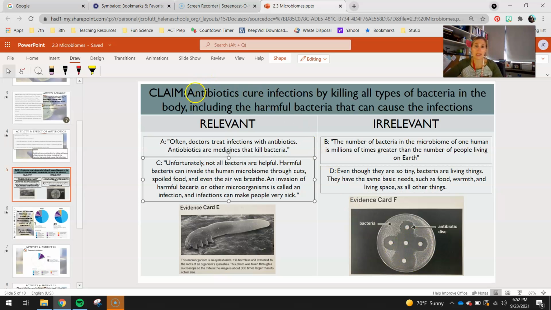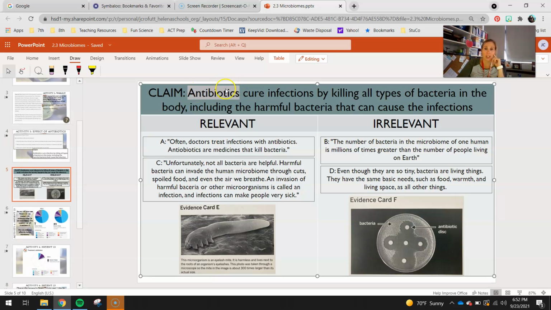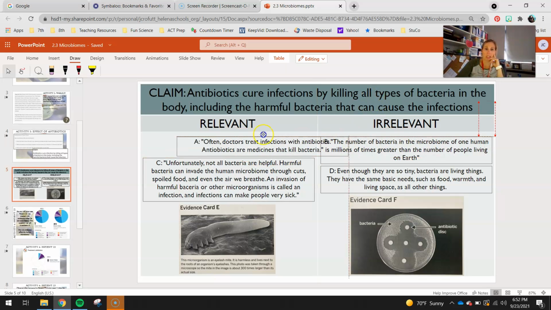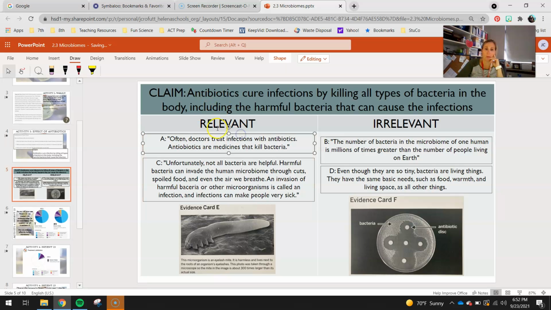Again, your claim is that antibiotics, so your focus is on antibiotics, cure infections by killing all types, not just good or bad, of bacteria in the body, including the harmful bacteria that cause the infections. So you guys are going to click and drag and sort these pieces of evidence, either relevant, which means you think it's important to support this claim about antibiotics, or irrelevant, which doesn't mean it's a bad fact, but it just doesn't help you support that claim.